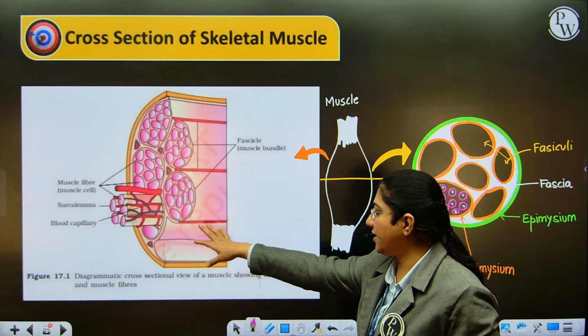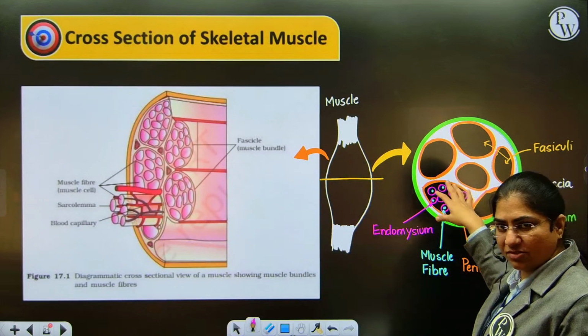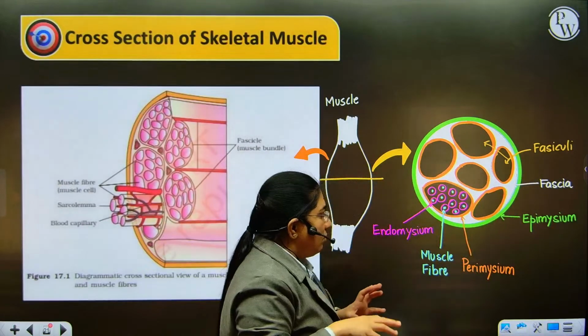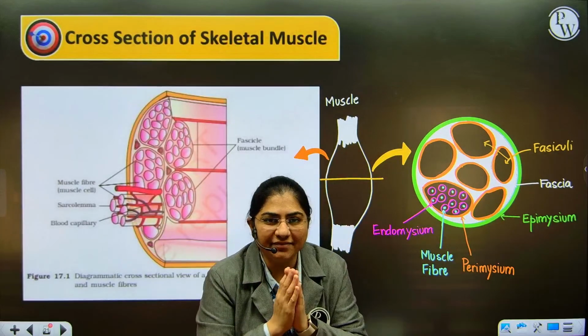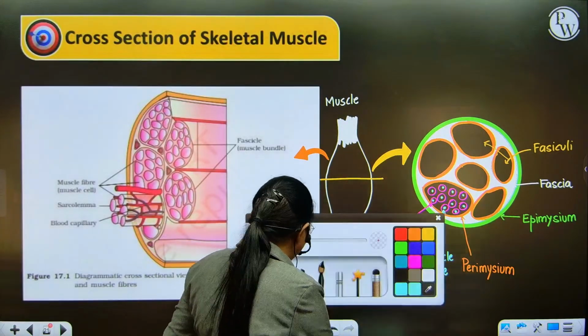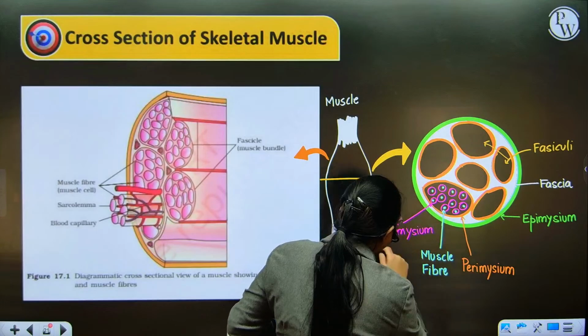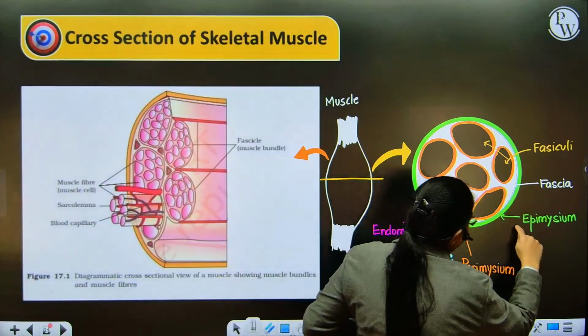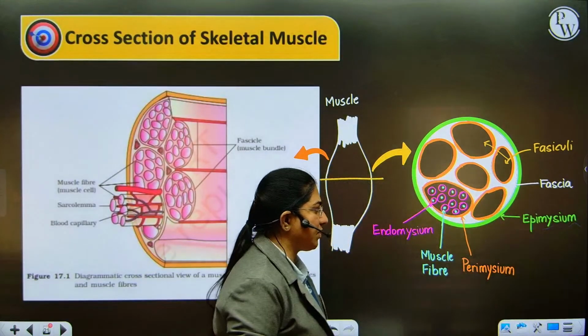This is the NCERT diagram. This will make it easier for you to understand, so I've drawn it here. Now, muscle is covered by a connective tissue covering, which is called epimysium. Yeah, the connective tissue covering called epimysium.